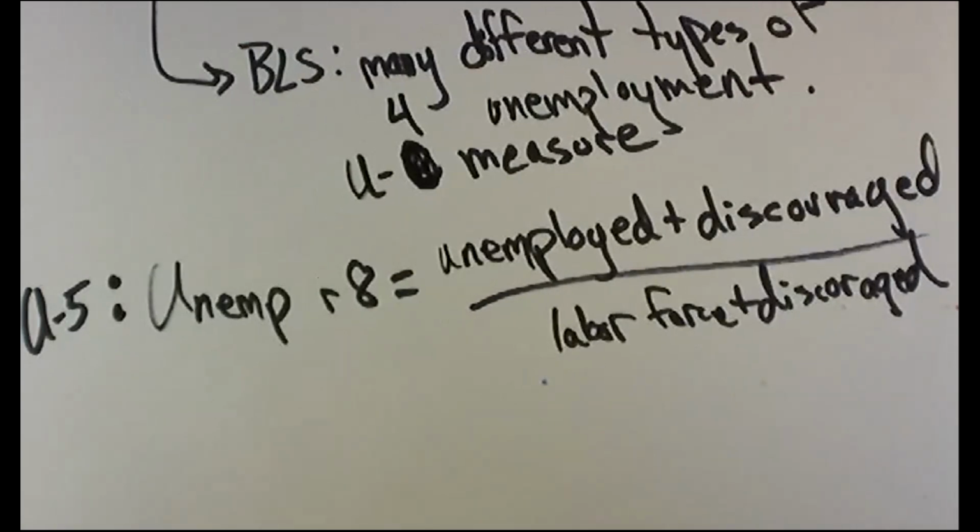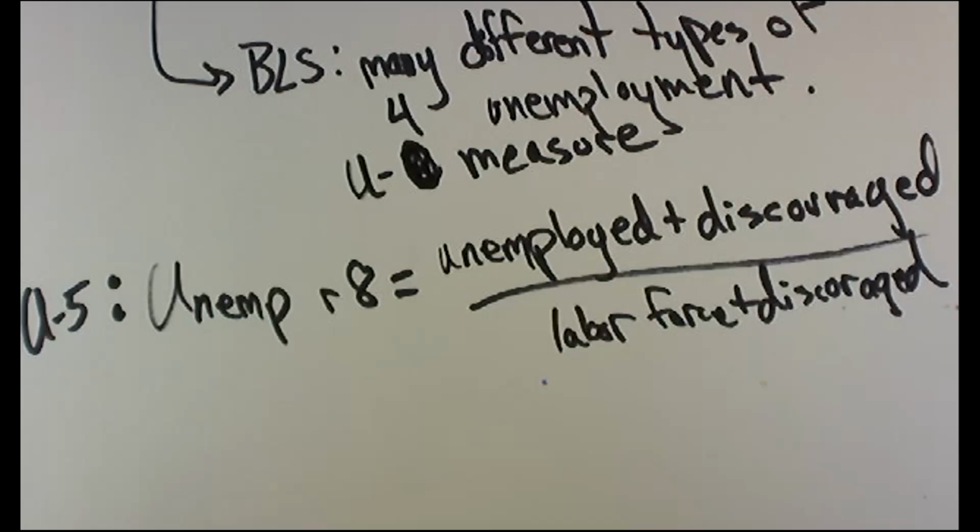I would think this is a better measure of unemployment, right? Because it's not just talking about those people that are actively looking for a job. It's talking about the people that are able and willing to have a job, but aren't working for some particular reason. And again, we call them discouraged laborers.